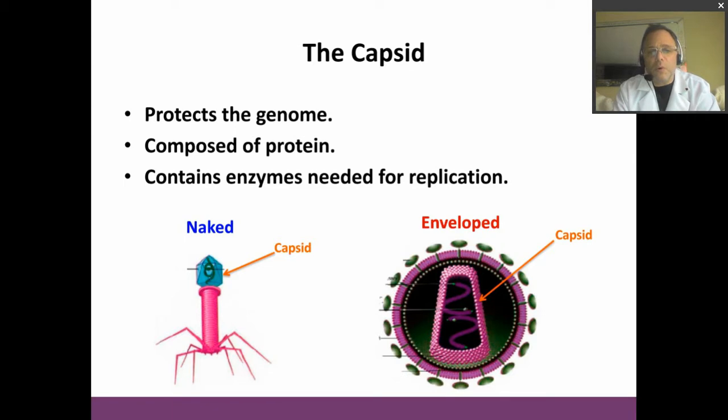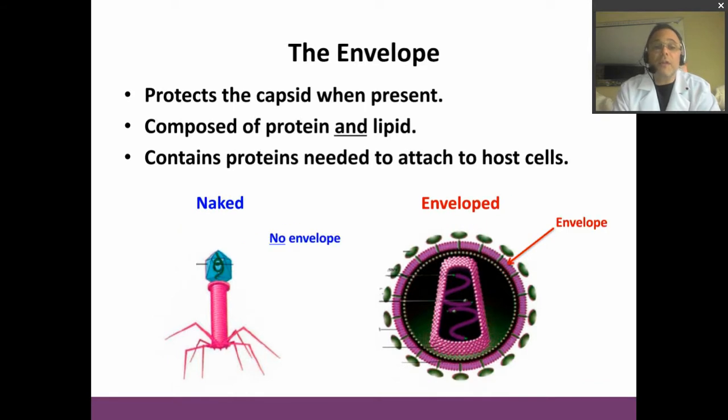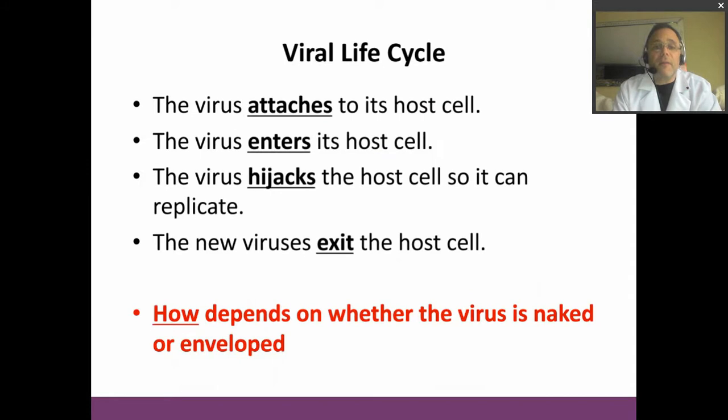It's composed of protein, and it contains enzymes needed for replication. The envelope protects the capsid when present, so not all have it, composed of protein and lipid. Remember, lipids are fats. Our cell membranes are mostly lipids, and they have proteins in them, and it contains proteins needed to attach to host cells. So these proteins, these guys right here, are going to be part of the charade to trick a cell into taking it in. And they do have a life cycle.